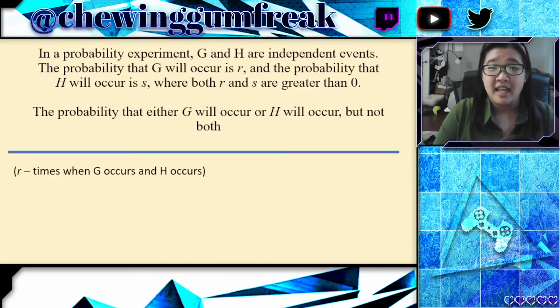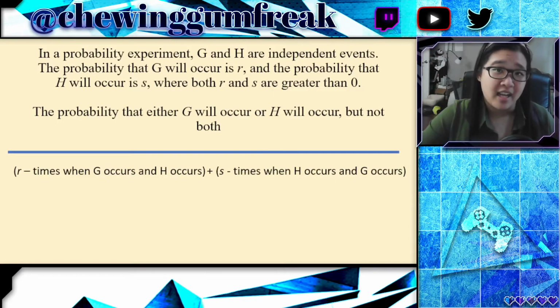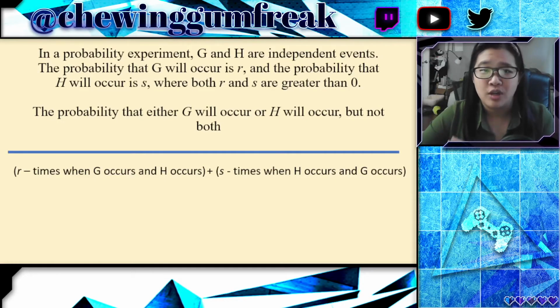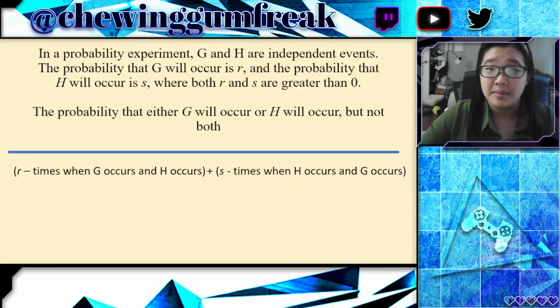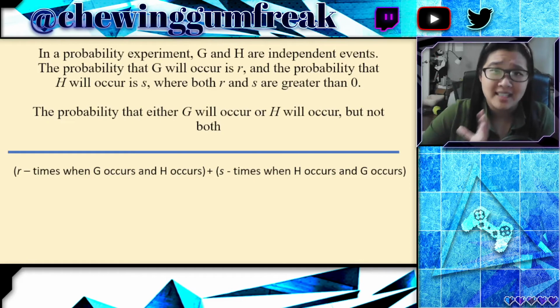And you have a few hints here, but what we're looking at is this. The probability that G will occur is going to be R, because R represents the probability that G will occur, minus the times when G occurs and H occurs. You're looking for the time when only G is happening, but not both. And then you have to add that to the same thing, but with H. So for this, we have S, because S is the probability that H will occur. We have to subtract from that the times when H occurs and G occurs. So what we're going to have left is only the times when H occurs by itself.